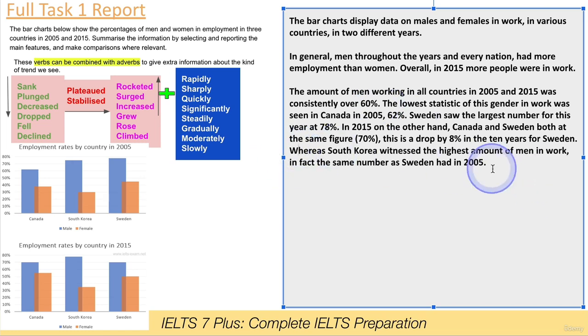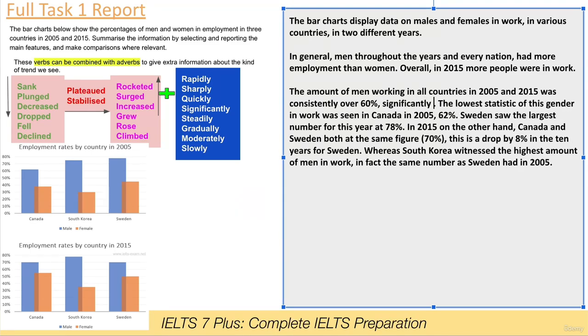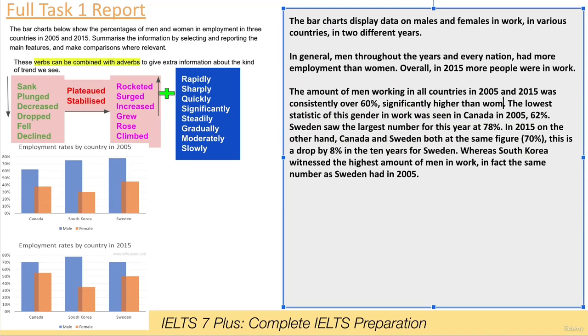Whereas South Korea witnessed the highest amount of men in work, in fact, the same number as Sweden had in 2005. All right, so maybe, looking back now, we could say we compare this to women. So all men were over 60%. We can say significantly higher than women. Okay, let's read this back and see how it sounds.